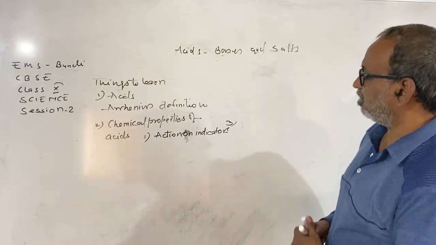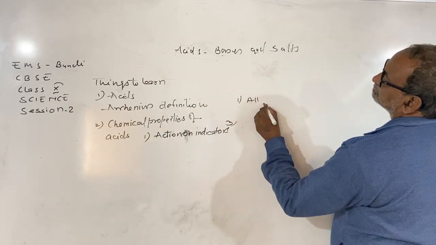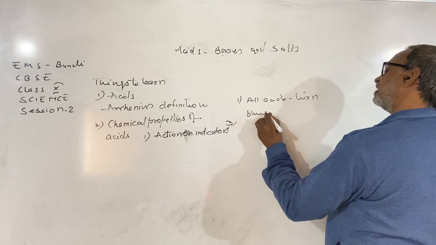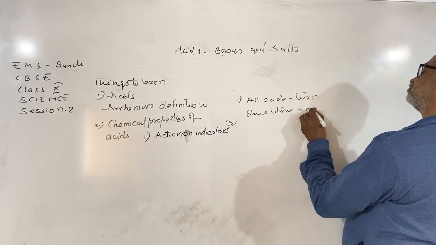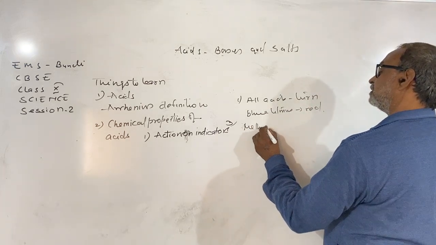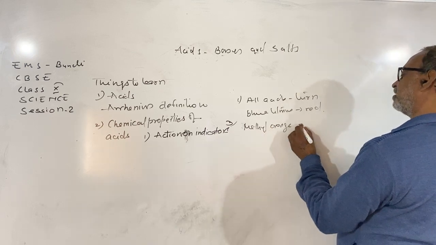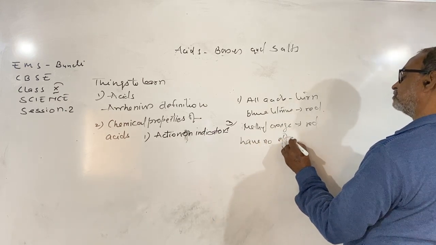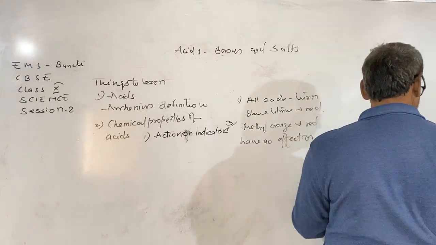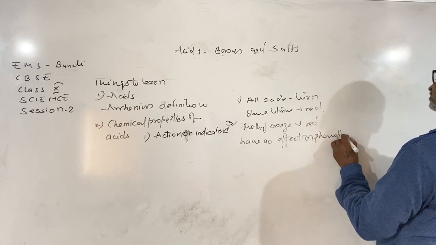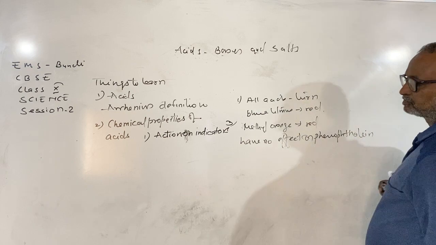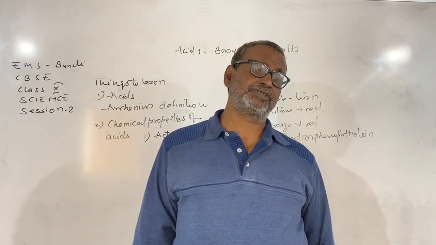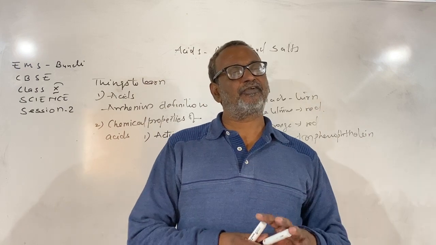So all acids turn blue litmus red, turn methyl orange red, and have no effect on phenolphthalein solution.